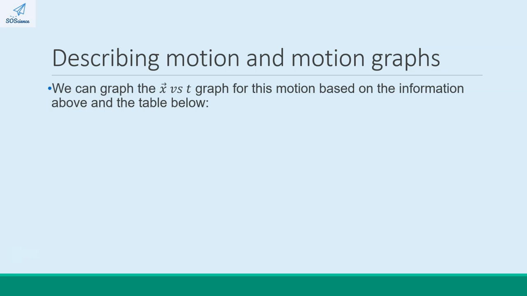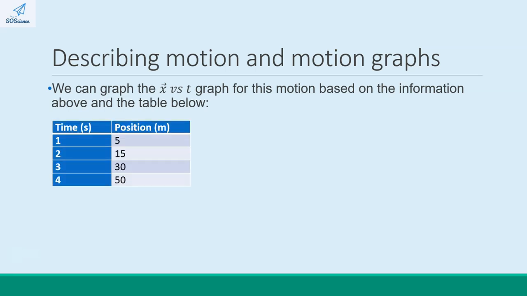So we can graph the position time graph of this motion based on the information above, which I've tabulated here, time versus position. Another thing to note is that when you're given a table, the column on the left will always represent the independent variable. And that's a neat tip for biology or science or maths, where you have to graph something and you're not sure which is the independent variable and which is the dependent variable. The x-axis represents the independent variable, and a table will always show the independent variable on the left.